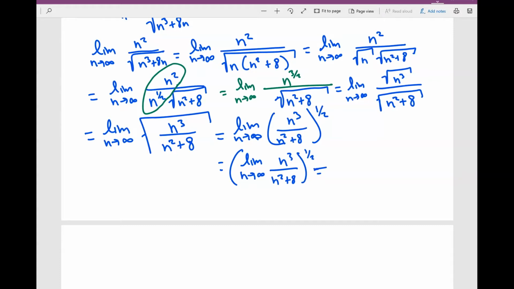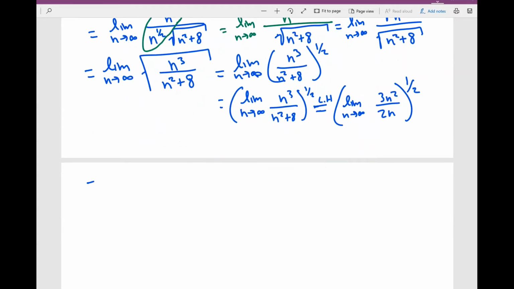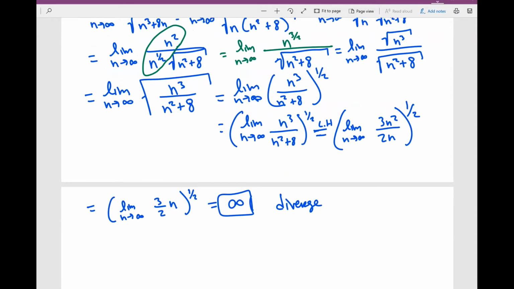So I'm going to use L'Hopital's rule here from the inside. So I'm going to have the limit as n goes to infinity of 3n squared divided by, the bottom part is going to be 2n. So what I'm going to be left over with is the limit as n goes to infinity of 3/2, and you're going to be left with an n there to the power of 1/2. Notice that this is just going to give me infinity. So this guy is just going to diverge. So that's what you say for this particular problem.